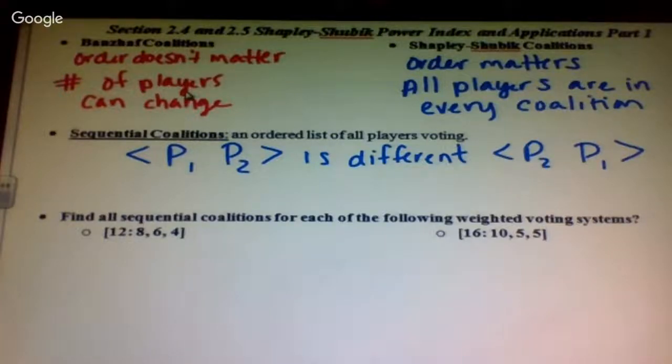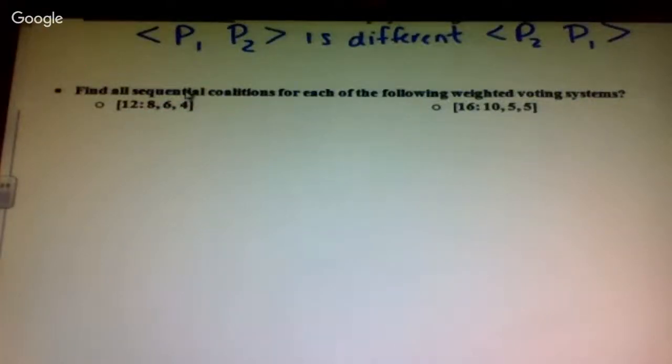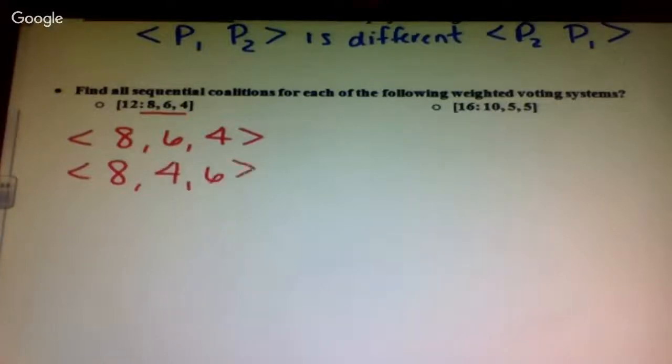The way I tell everybody to do this, and what makes it easiest, is start with one number and do all of your sequential coalitions with that number. So here we've got 3 players. They have weights of 8, 6, and 4. A sequential coalition would look like this: 8, 6, 4. It contains every player. What's another way that I can write this starting with the number 8? 8, 4, 6. Is there any other way to write this with the number 8 in front? No.